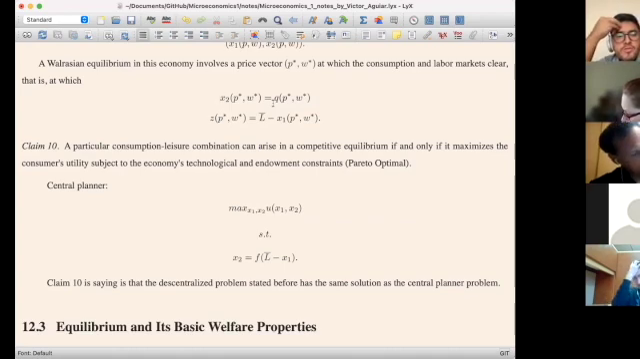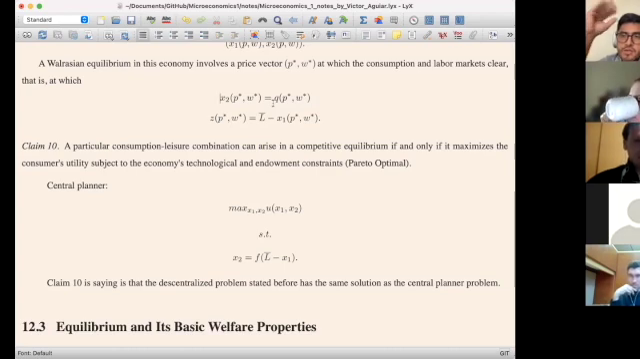Now, look at this claim, and this is the point of this. A particular consumption-leisure combination can arise in a competitive equilibrium, the competitive equilibrium being what we just described, the decentralized problem, if and only if it maximizes the consumer's utility subject to the economy's technological and endowment constraints.